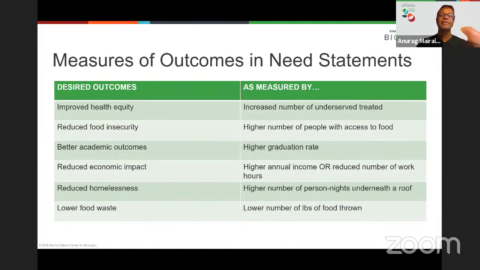So let me pause here and see if this makes sense, this problem outcome pairing and the role of outcome in a need statement. Any questions?